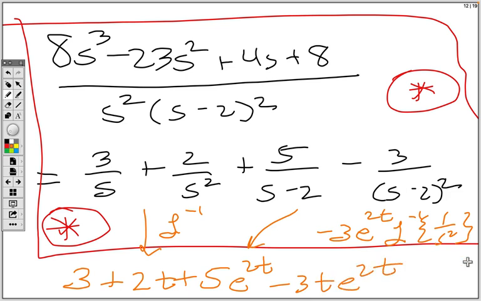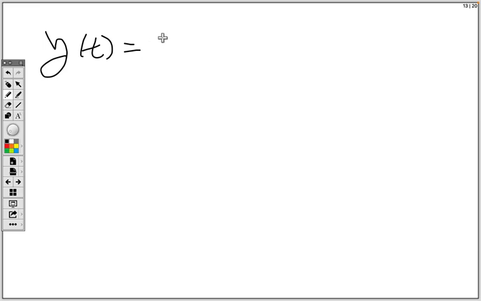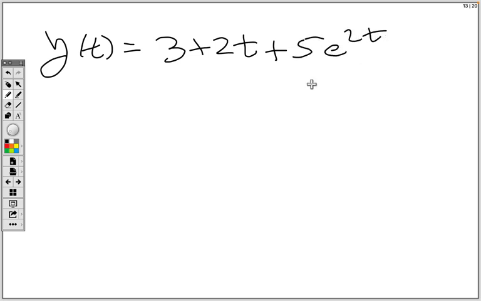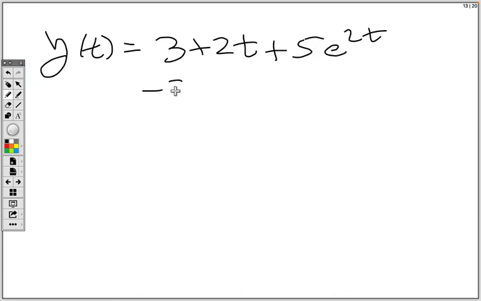So if we've done everything correctly, right, which we've spent, what, 45 minutes on algebra here, at least, we should be able to get our final answer. So let's see if we can get our final answer, and let's see if it matches. So y of t equals all of this, 3 plus 2t plus 5e to the 2t minus 3t e to the 2t.